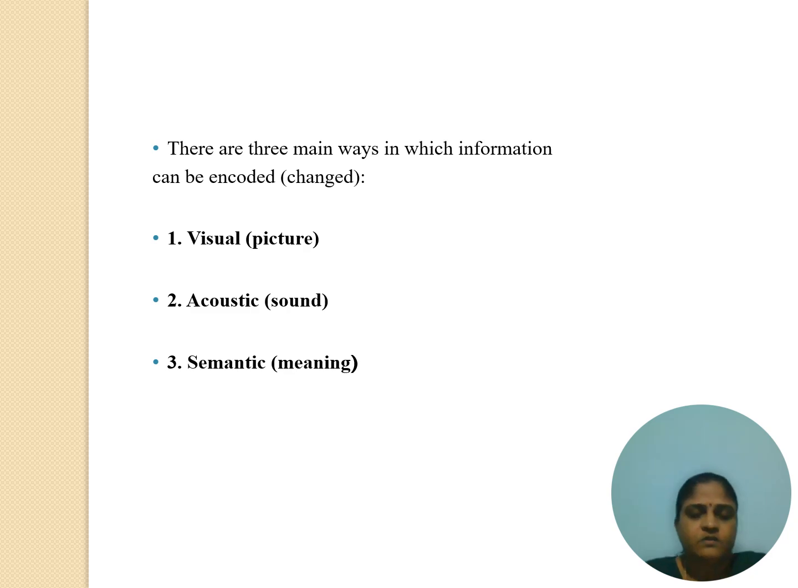So there are three main ways through which encoding is done. One is visual, that is called the picture representation. Next is acoustic, which is called sound. A favorite song, a favorite music brings back your memories of your past. When you see a picture of your favorite actor or somebody, you remember when you watched it at that time, so it brings back some memory. And semantic is the meaning of the encoded stimuli.